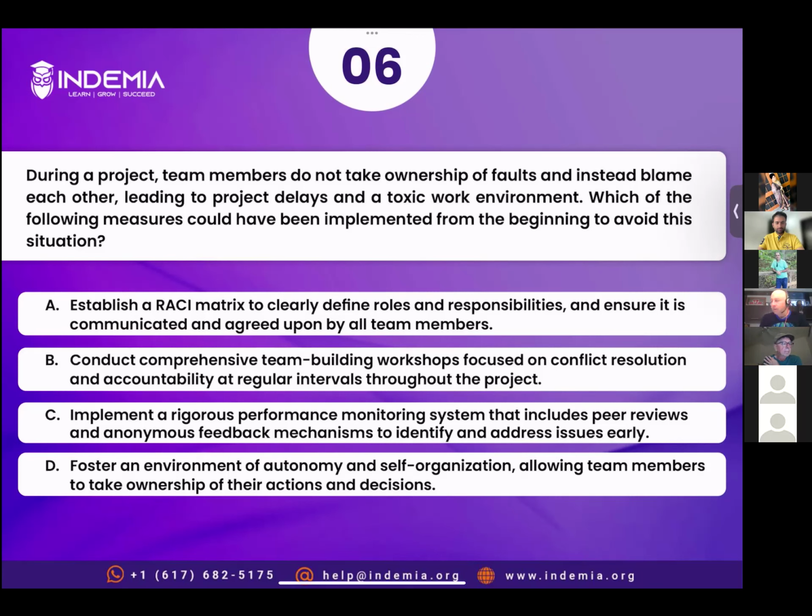Manmeet, you have chosen option D. I was between A and D because A says that define roles and responsibilities in the matrix, and that should be communicated, and that actually gives us a review, something to lean upon, that who has what responsibilities and what they have not been performing. But I thought D should be the good answer, because if there is an environment of autonomy and self-organization, and we allow team members to take their ownership, that is a healthy option. They should know what they're doing and they should own it, even if it's a faulty thing or a positive impact. So that's why I picked option D.